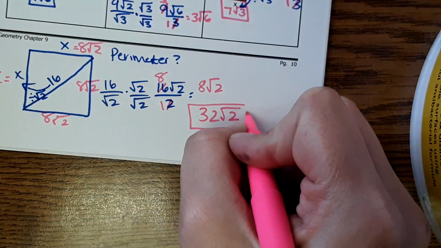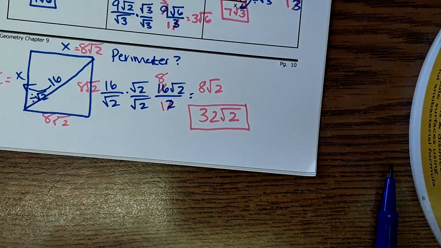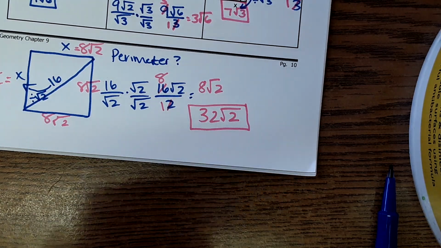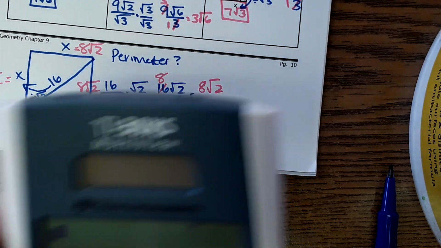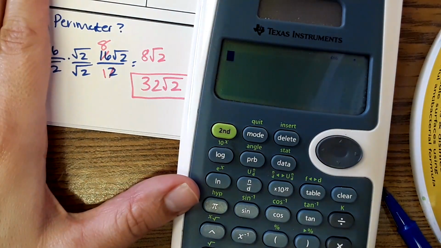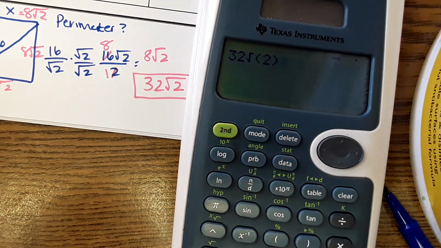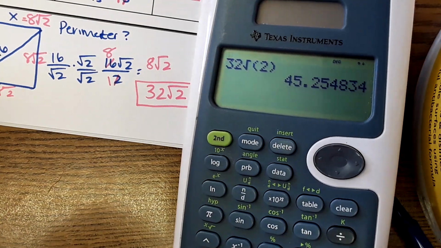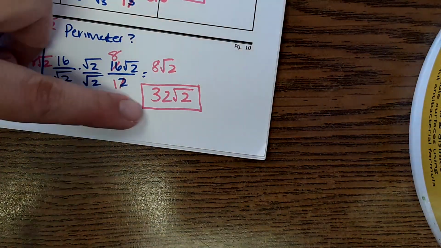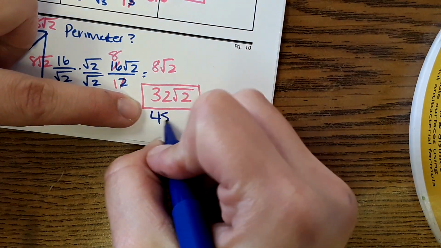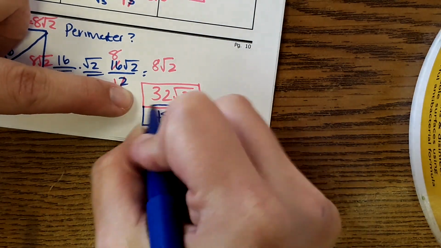And then actually the answer is in a decimal, so at this point you could plug that into a calculator. And every calculator is different. Let's see. 32 square root of 2 is 45.3. So this one would come out to 45.3, like that.